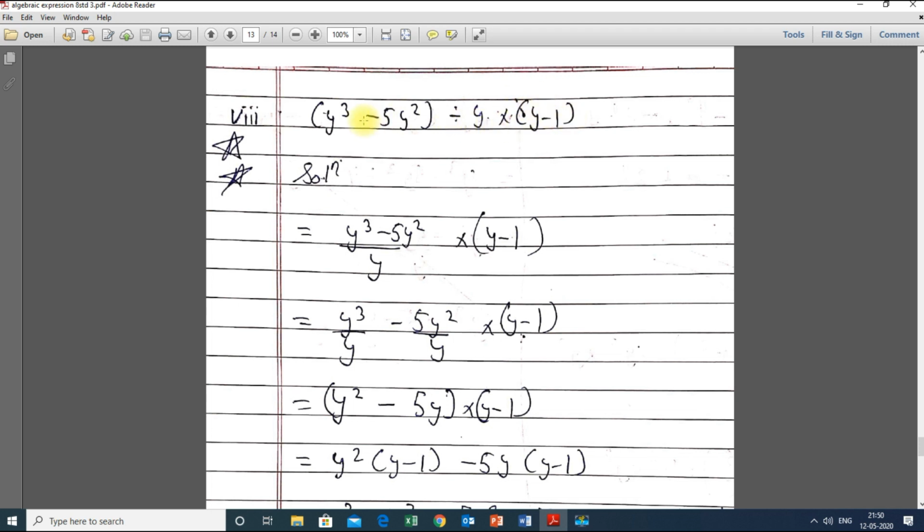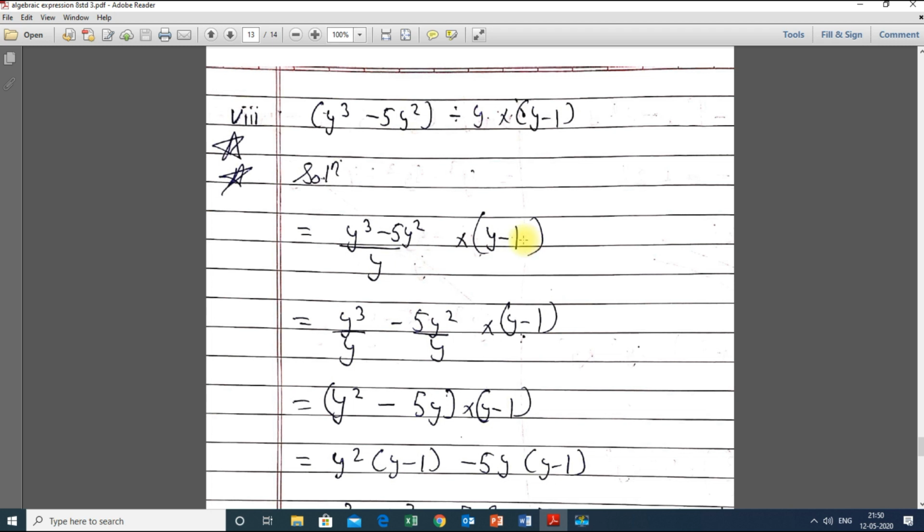Okay. So whenever there's a bracket, keep this in mind. Whenever there's a bracket, this division by y is not only for minus 5y square. Since it's a bracket, it is for both. Keep this in mind. It is for both. So I wrote y raised to 3 minus 5y square upon y into y minus 1 as it is.